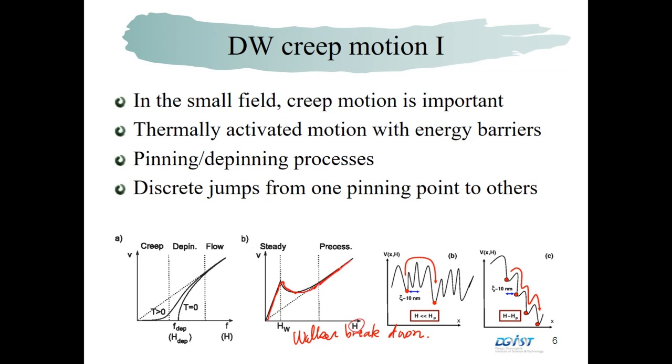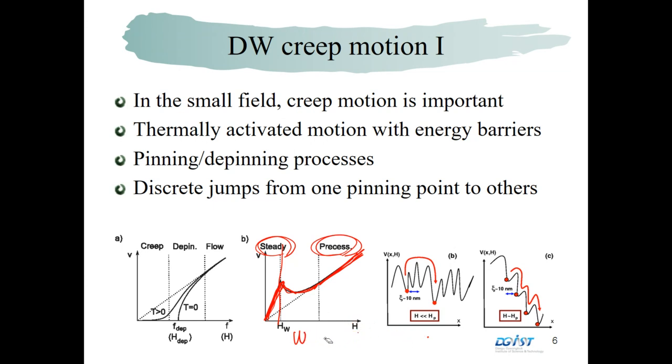And finally, they start to be proportional to the external field again, but with a different slope. So in this region, we call it the precession region. So for domain motion by the field, we generally have this kind of velocity dependence on the field. And also the domain motion, we divide into two regions, called the steady motion, and the other one is precession motion.